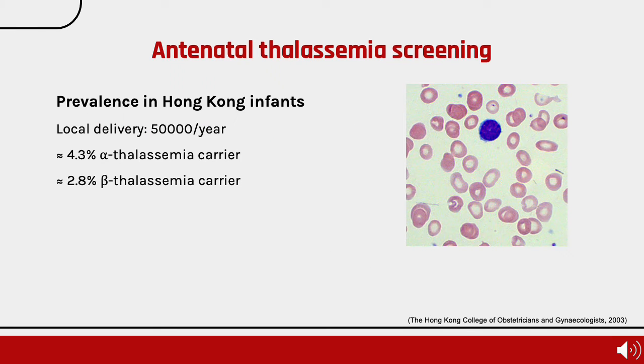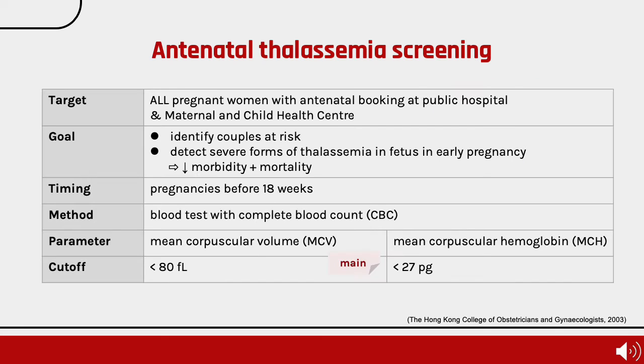Thalassemia is not rare among Hong Kong infants. 4.3% of the infants are alpha thalassemia carriers, while 2.8% of them are beta thalassemia carriers. Antenatal thalassemia screening targets all pregnant women with antenatal booking. The screening could identify the couples at risk and detect the severe forms of thalassemia in the fetus in early pregnancy. Blood tests with complete blood count are used, and usually mean corpuscular volume, or MCV, will be the parameter.